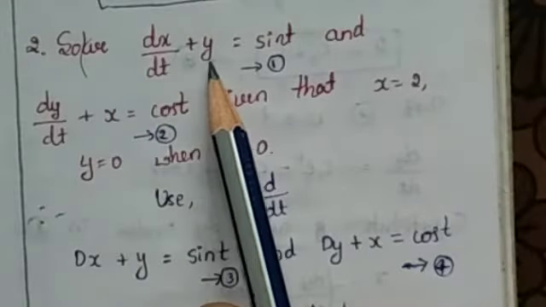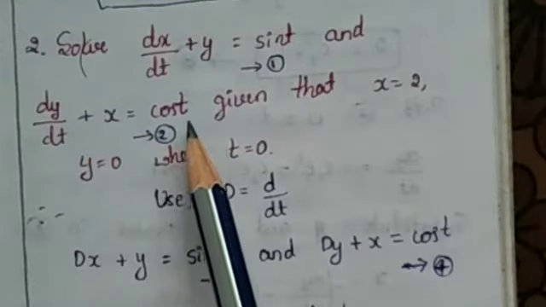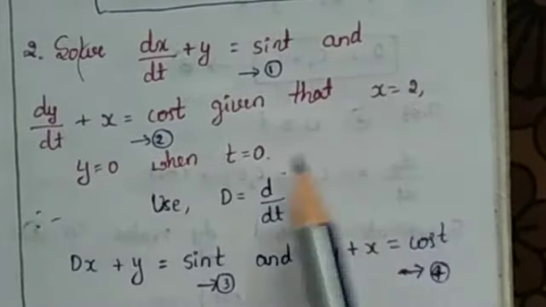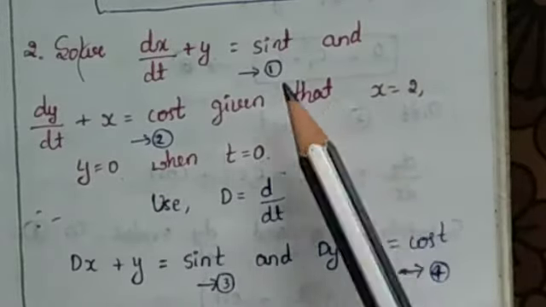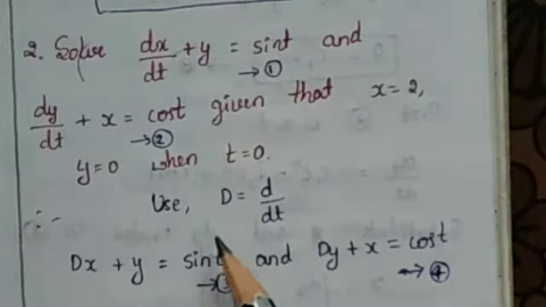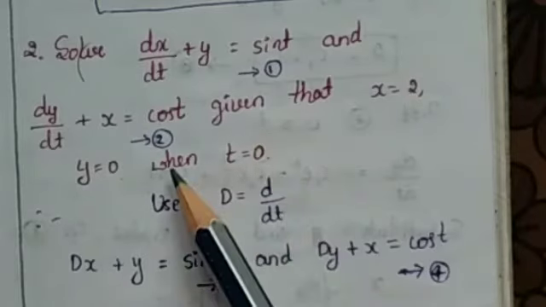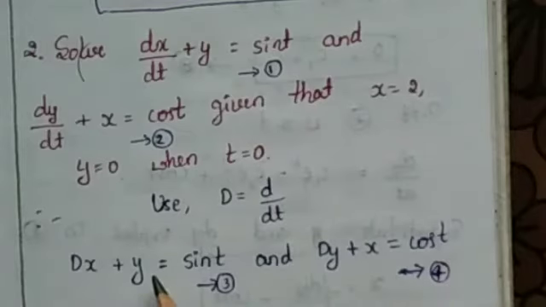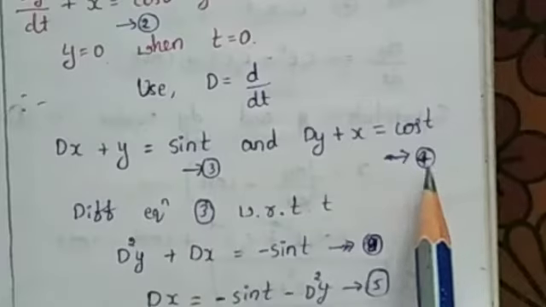Solve dx by dt plus y which is equal to sin t and dy by dt plus x which is equal to cos t, given that x is equal to 2, y is equal to 0 when t is equal to 0. Let us consider these equations as equation 1 and equation 2. Use capital letter D which is equal to d by dt, then equation 1 and equation 2 become Dx plus y which is equal to sin t and Dy plus x which is equal to cos t. Call these equation 3 and equation number 4.